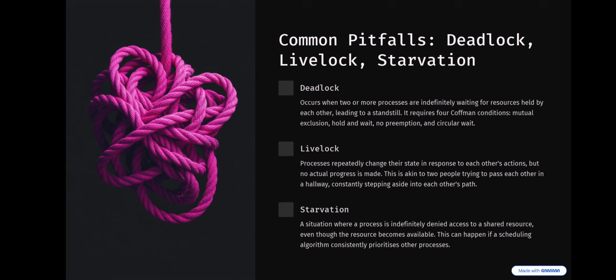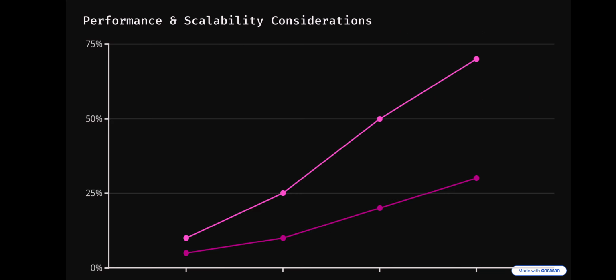Starvation: a process is indefinitely denied access to shared resources, even though the resources become available. This can happen if a scheduling algorithm constantly prioritizes other processes. This is the performance and scalability consideration graph. The upper one is for the performance consideration and scalability.